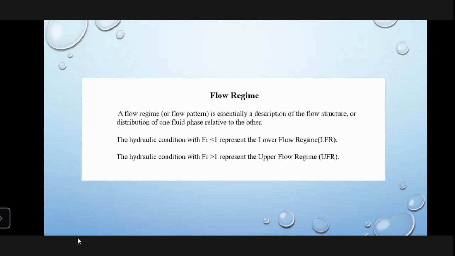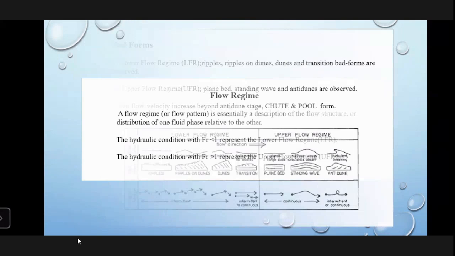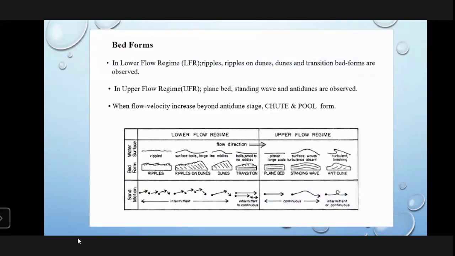Now we will see what kind of bed forms are observed in different flow regimes. In lower flow regime, ripples, dunes and transition bed forms are observed. In upper flow regime, plane bed, standing waves, and antidunes are observed. When flow velocity increases beyond the antidune stage, one final type of bed form is observed: chute and pool, which are very uncommon in nature.